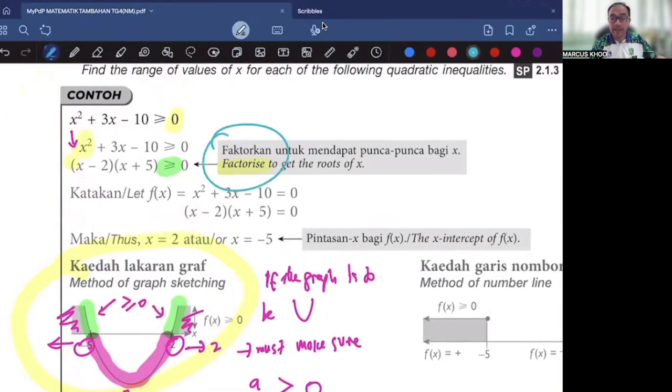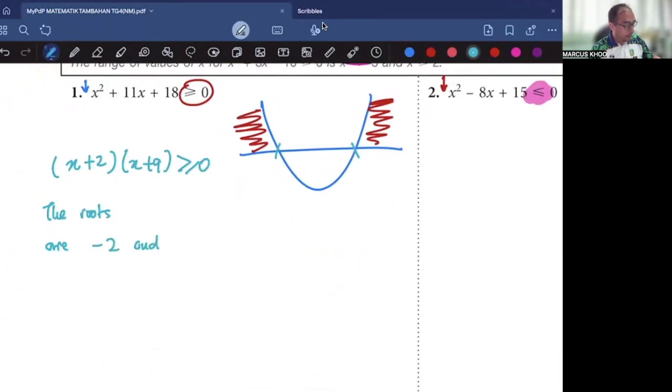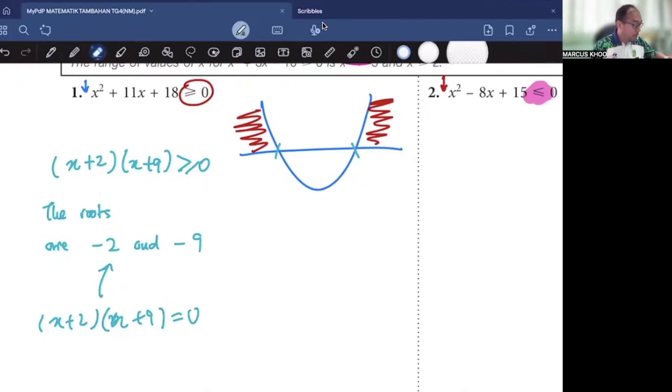We factorize. Okay, so x squared plus 11x plus 18, when you factorize this, you will get x plus 2, okay, and x plus 9 is more than 0. Okay, so the roots are -2 and -9. Okay, macam biasalah. I mean, if this one was x plus 2, x plus 9 equals to 0 kan, you can get this kan, x equals to -2 and x equals to -9. So this is kind of a no-brainer lah.